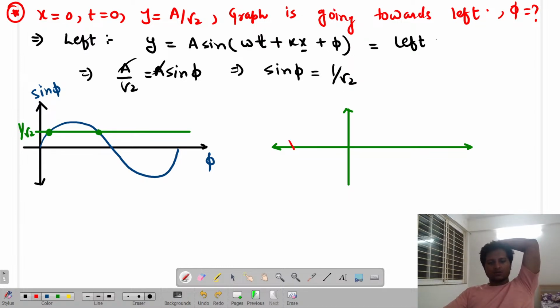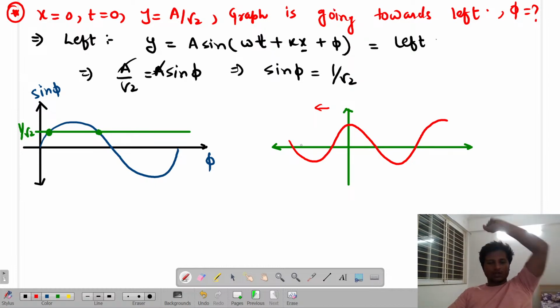1 minute. Sorry. Okay, now if I shift it towards the left, since it is a left going graph, what will happen?